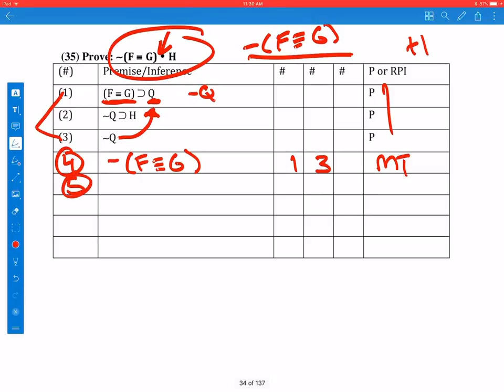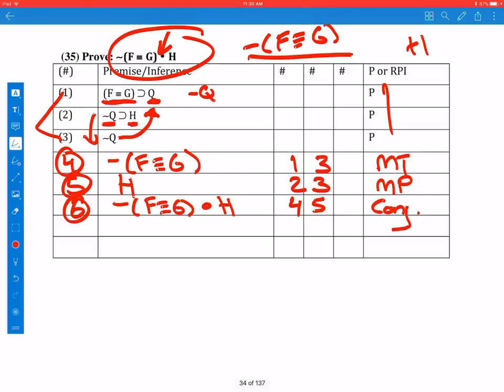Okay. So we've got part of the conjunction we need to make. Now we just need the H. And I can get an H from 2 if I have a not Q, and I have a not Q on line 3. So I'm just going to say H from 2 and 3, modus ponens. So now I have the two parts I needed from my conjunction, not F if and only if G, and H. Those come from lines 4 and 5 by conjunction.